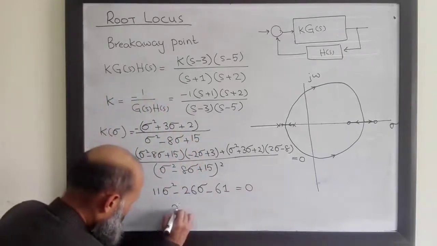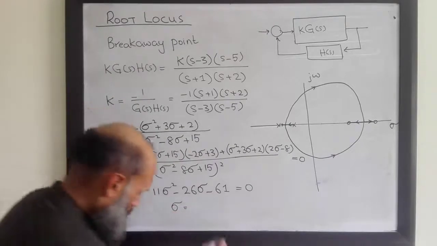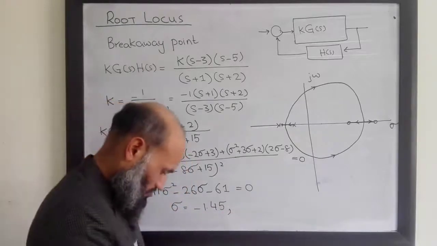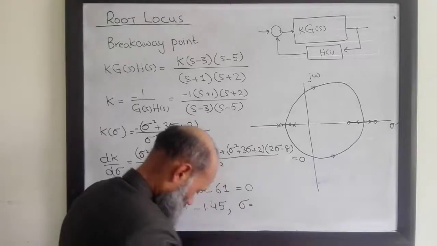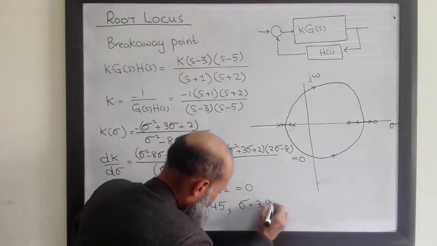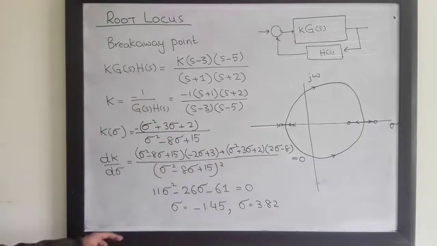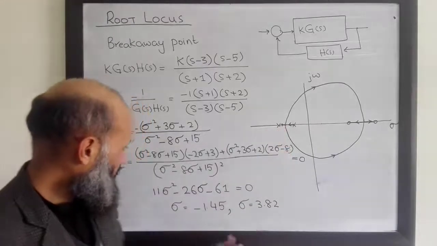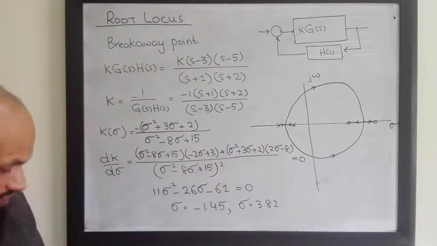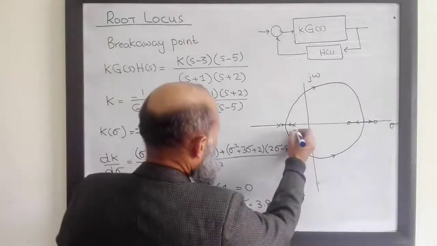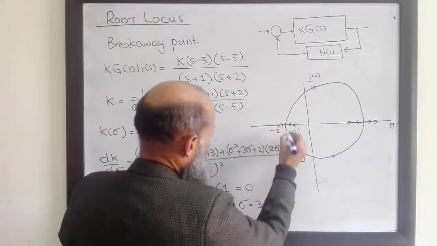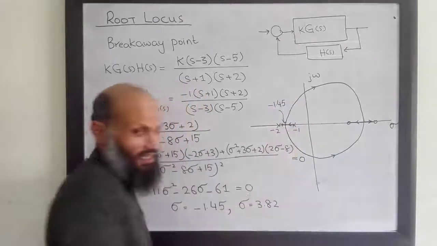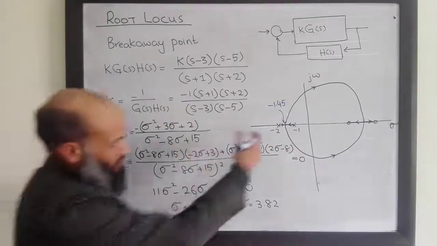So this gives you sigma equal to minus 1.45, and the second root is sigma equal to 3.82. So we have found the two roots, so we can just determine this point by observation. So this is minus 1.45. This point is minus 1, and this is minus 2, this point is minus 1.45, not at the exact center of these points, it is slightly towards this pole.